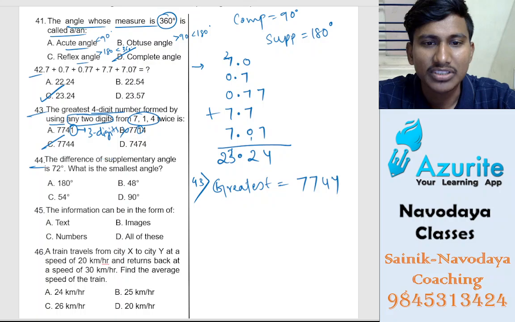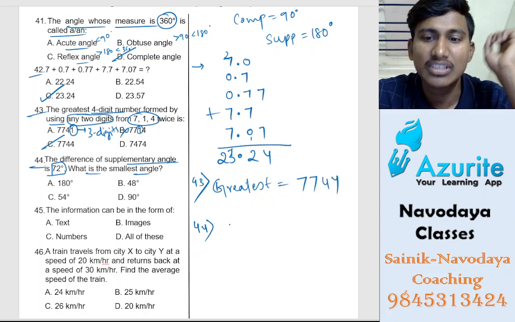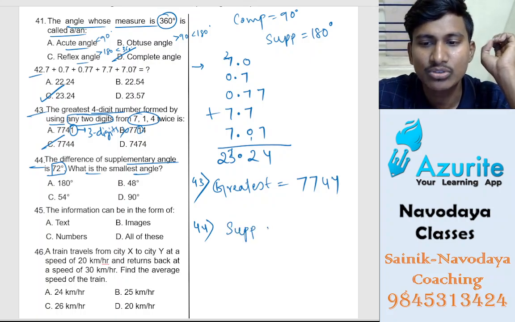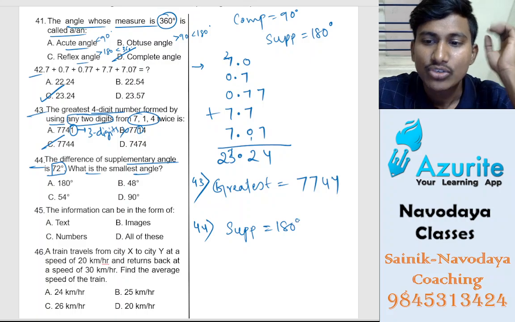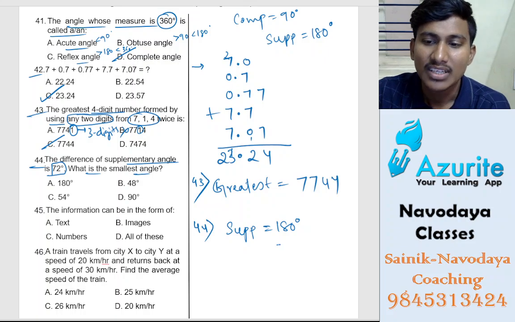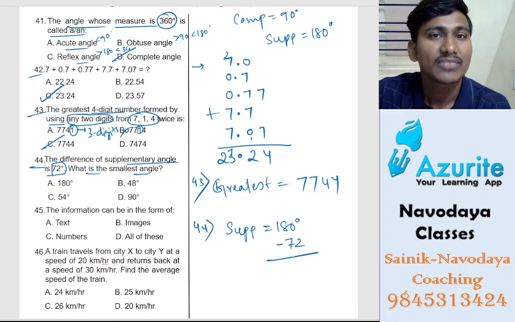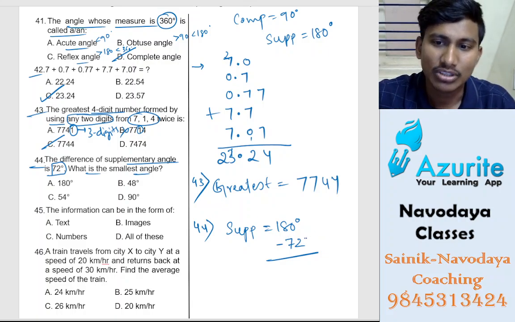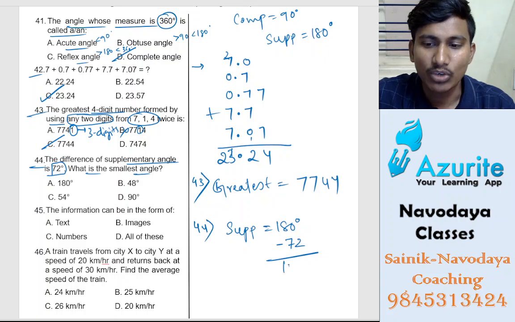So question 44: the difference of supplementary angles is 72 degrees. What is the smallest angle? Supplementary means 180 degrees. To find the difference, we subtract 72 from 180, and you will get 108.